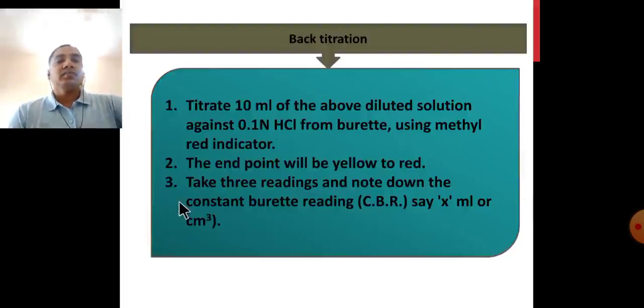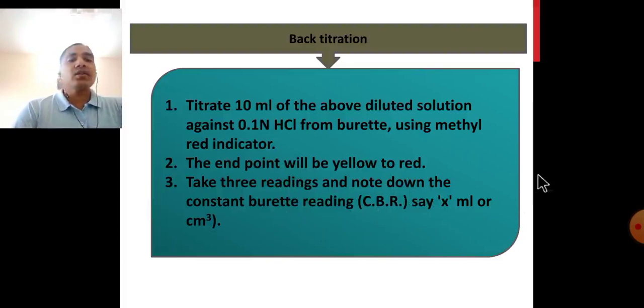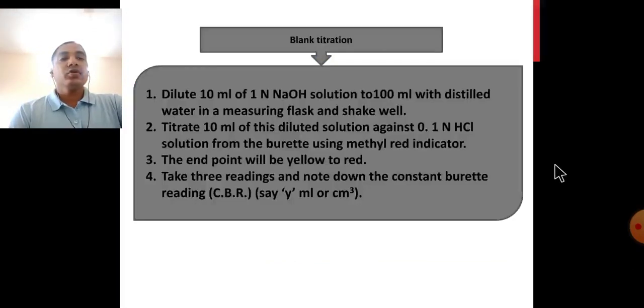Back titration: titrate 10 ml of the above diluted solution, that is the fertilizer sample diluted in the 100 ml volumetric flask. Pipette out 10 ml and titrate against 0.1 normal HCl from the burette using methyl red indicator. The end point will be yellow to red. Take 3 readings and note down the constant burette reading, that is the CBR, say X ml or cm cube.